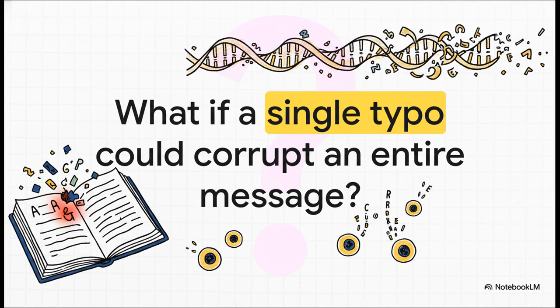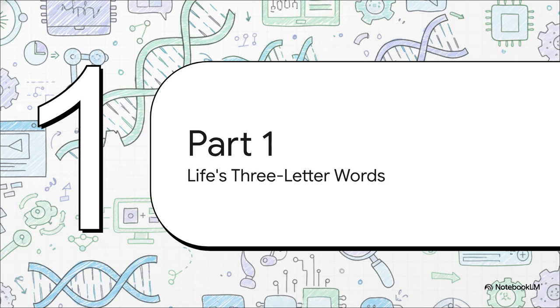So let me ask you this. Imagine you're reading a book, but a single misplaced letter makes every single word from that point on turn into complete gibberish. That is the exact high-stakes problem our cells are dealing with every single second. So how does this whole language of life even work? To really get why this is such a huge deal, we first need to understand the rules of the game. So let's take a look at the basic grammar of our genetic language.